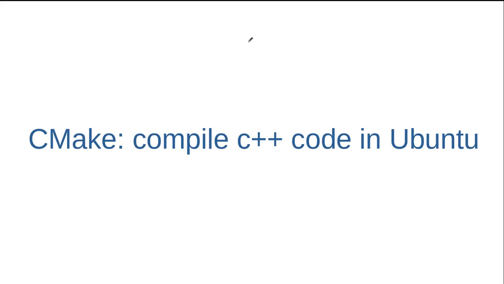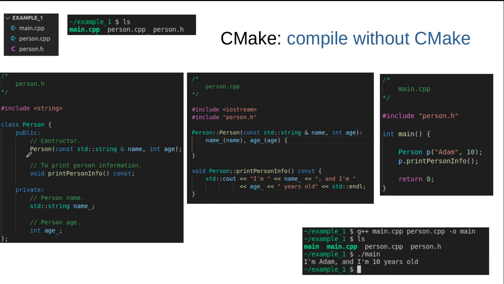Hi, in this video I'm going to talk about compiling C++ code in Ubuntu environment using the CMake tool. This is the example that we are going to use to compile and use the CMake throughout the presentation.